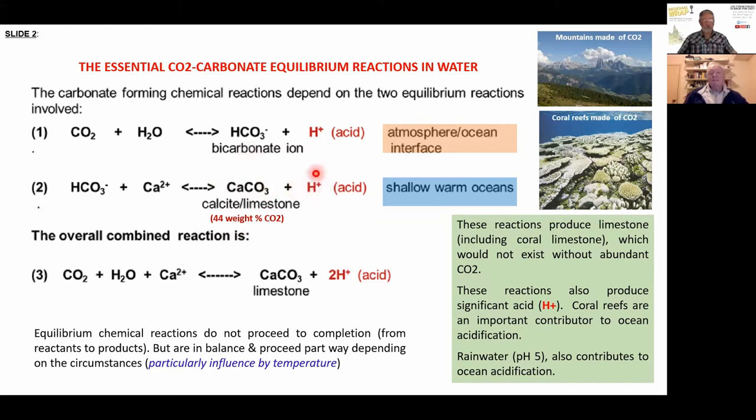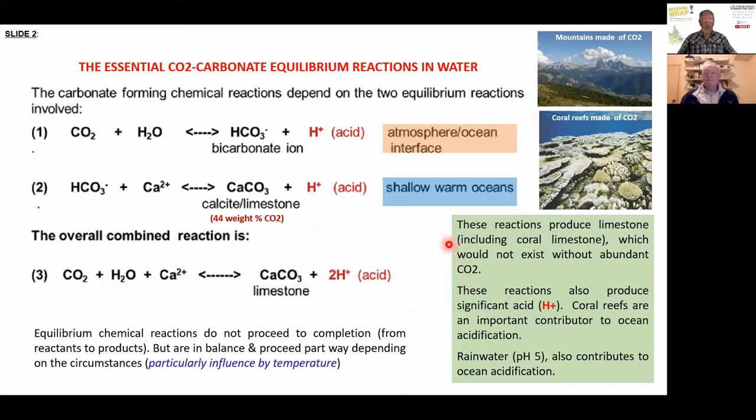And again, some more hydrogen ion is being released in this reaction. A bit more acid is being produced. Now, this reaction here, number two, occurs in shallow warm water oceans in particular, and that's where dissolved calcium and dissolved carbon dioxide in this form, bicarbonate ion, comes out of solution to produce solid limestone, solid calcium carbonate. Now, in the ocean, these two reactions are occurring together, if you like. And the overall reaction can be written down here, just combining those two, and we get carbon dioxide plus water, plus calcium ions, goes to limestone, plus two hydrogen ions, two bits of acid in that reaction.